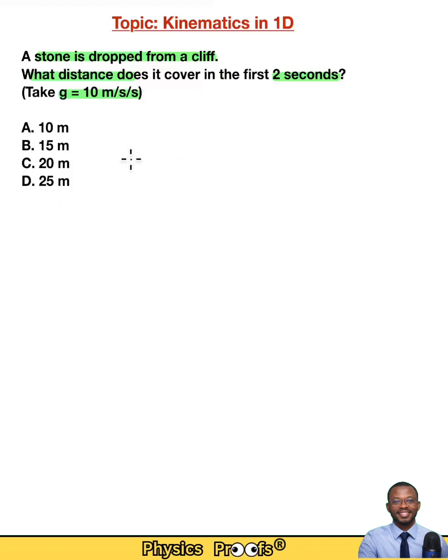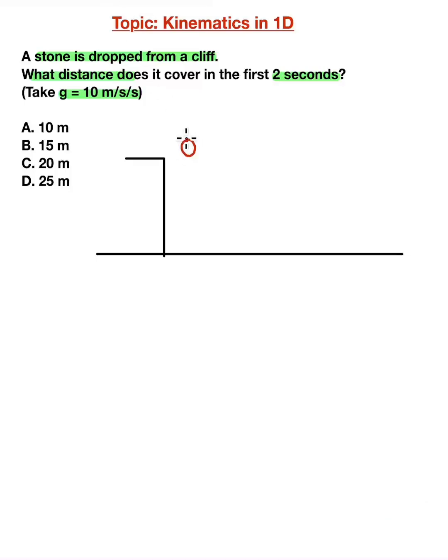So we have a cliff and then this is the ground. Now we have a stone which is dropped from the top of the cliff. Being dropped means that the initial speed is equal to 0. Once this stone is dropped, it is going to fall vertically downwards until it hits the ground. And it hits the ground with some final speed, V final, which is not 0.